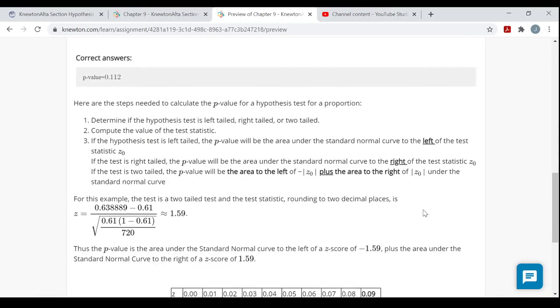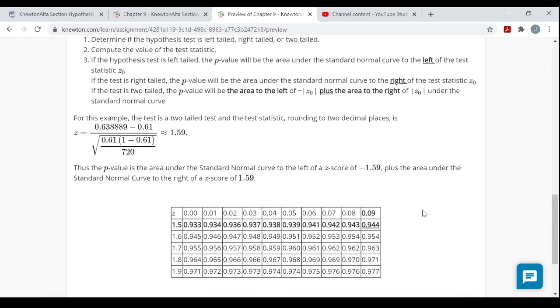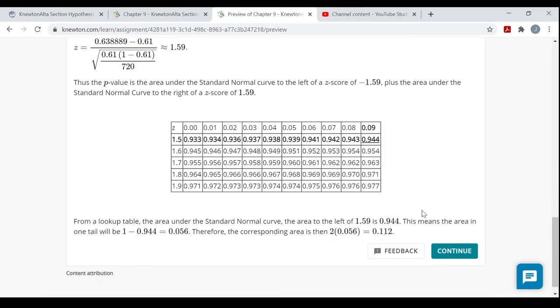So again, please read through your answer explanations. Hopefully watching me go through this one, looking at more instruction, all help you out when you're working on this kind of a problem on your own.